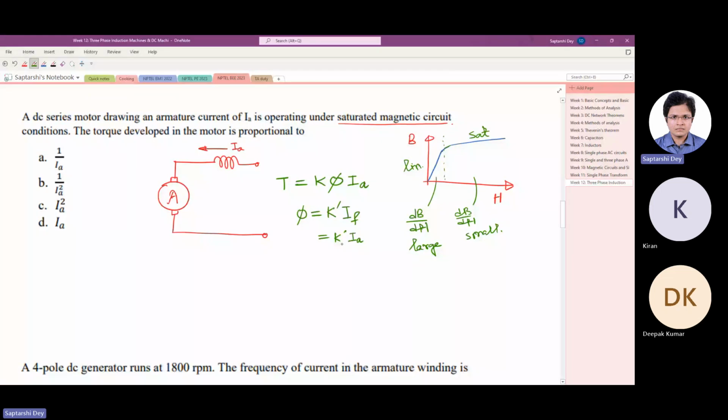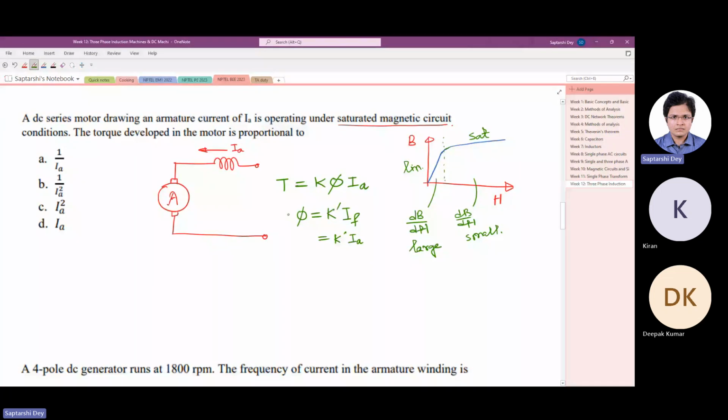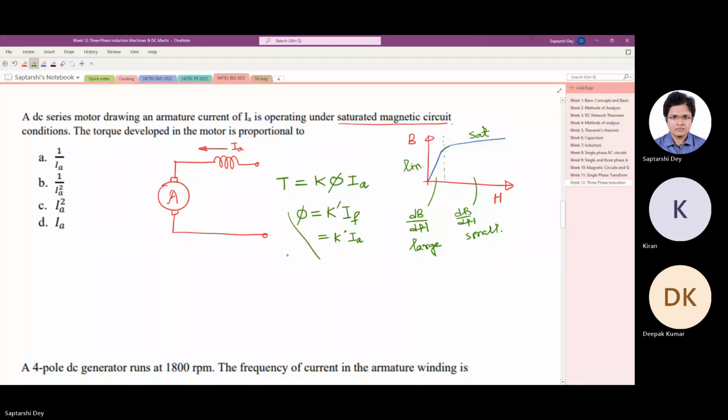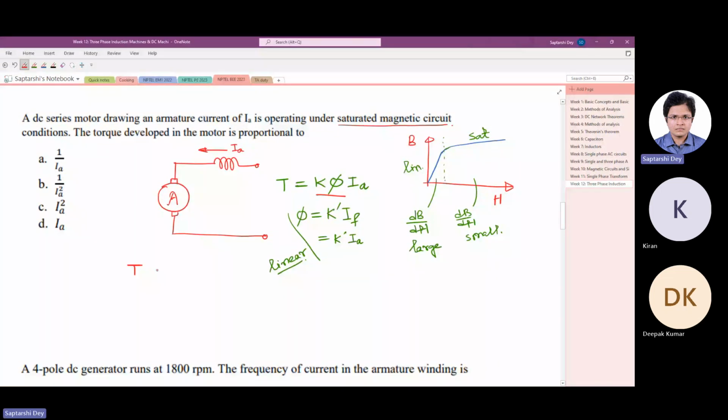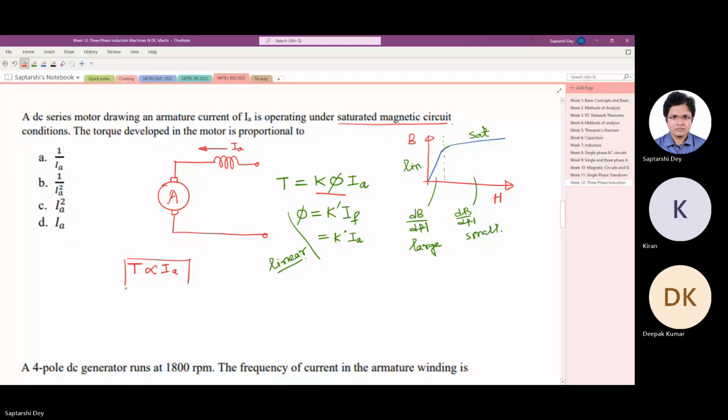Since flux is proportional to Ia, with increasing current flux increases, but this happens in the linear zone only. The question is that this machine is operating in saturation, so flux also practically becomes a constant. So in this equation, this part becomes a constant, and torque practically becomes proportional to the current. So this one is the answer. Any doubt, or we'll move ahead?